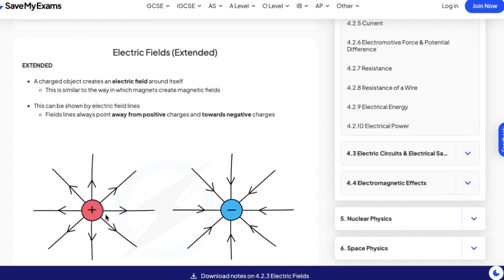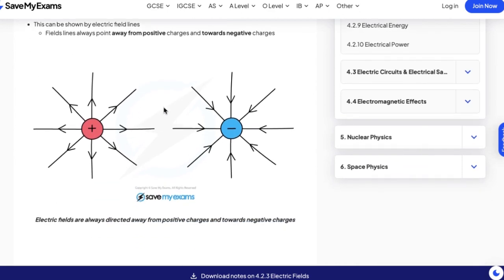And this is similar to the way in which a magnet creates a magnetic field. Magnetic field is the region in space where a magnetic pole experiences a force. So it's the same way we define electric field. In electric field, it's the region in space where a charge experiences a force. In magnetic field, it's a region in space where a pole experiences a force.